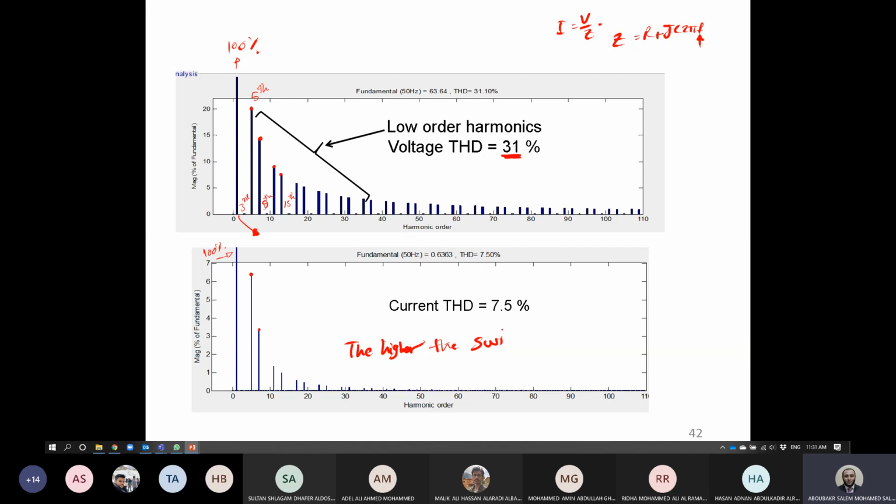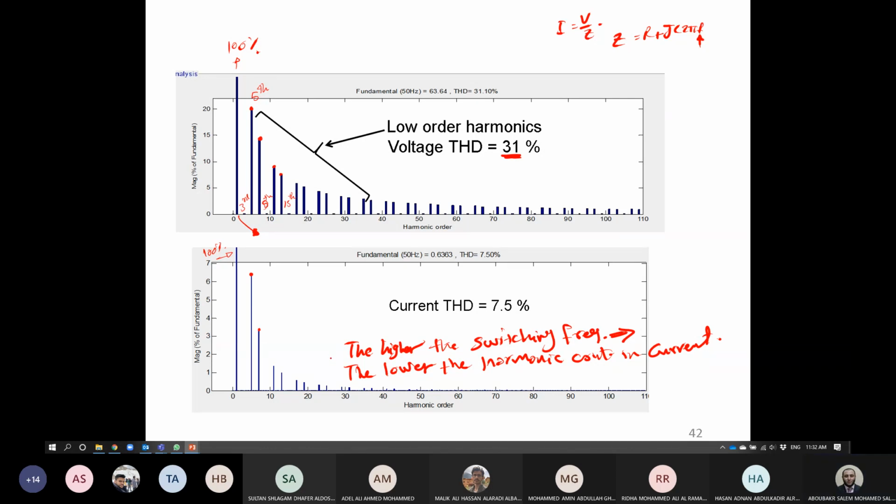the switching frequency, the lower the harmonic contents in current. Why? Because Z will attenuate the harmonic contents.